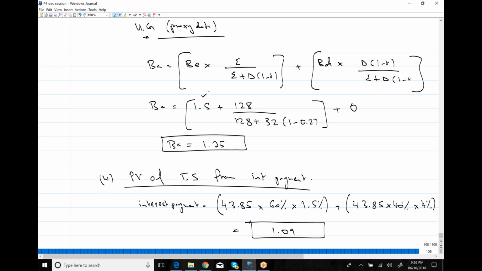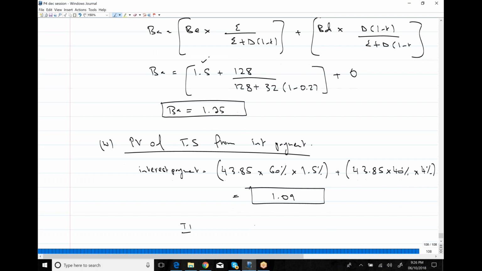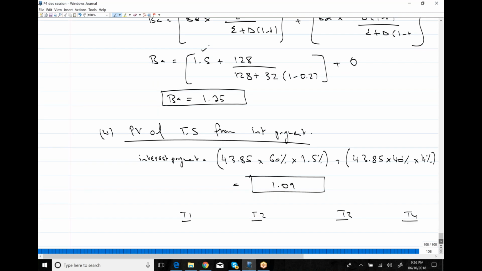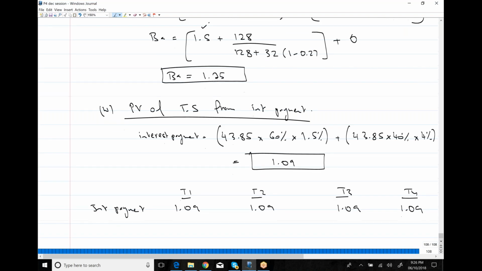Now I will pay the interest in each year. Life of the project is 4 years. So for all the 4 years, I have to pay the interest. Interest is paid annually, so T1, T2, T3, and T4. So interest payment is 1.09 in each of the years.